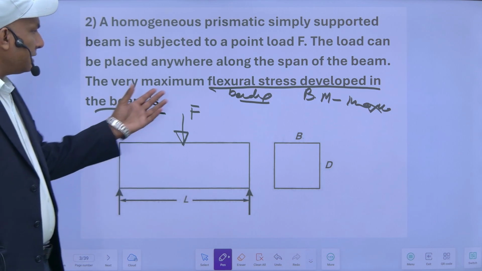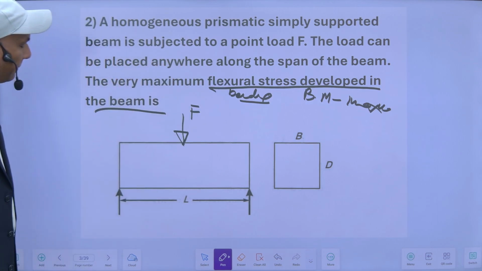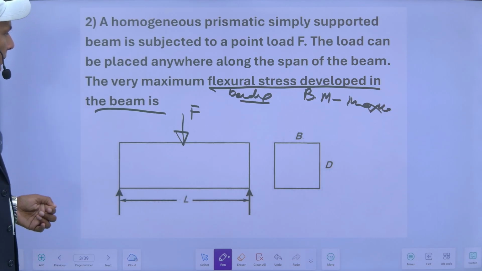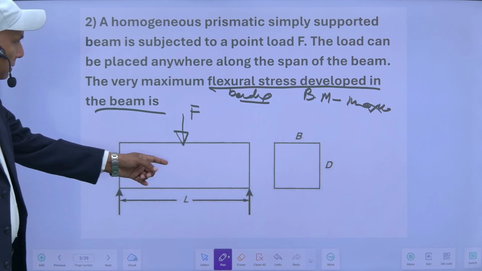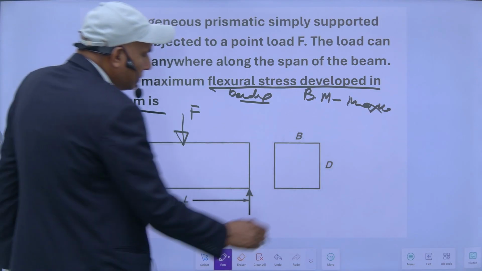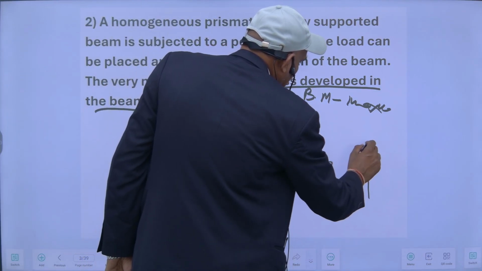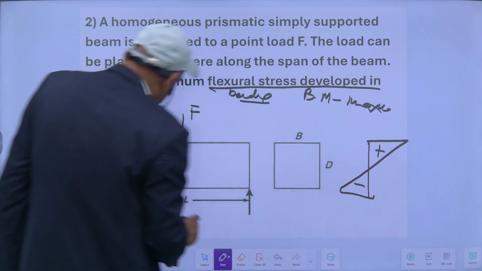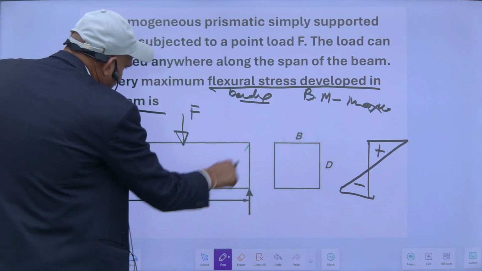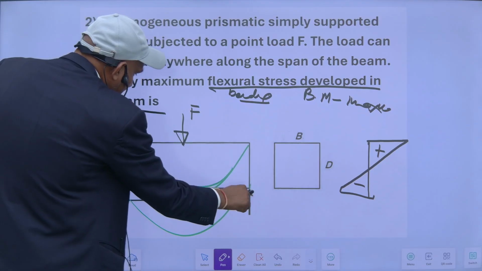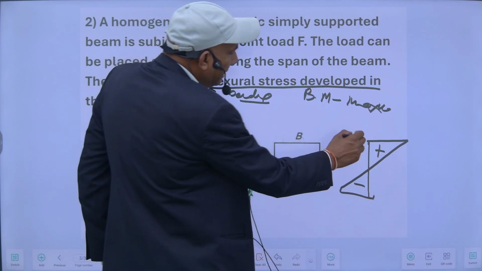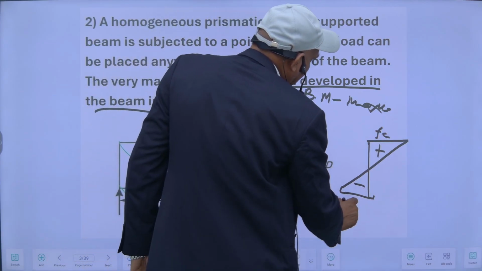So in this case, maximum flexure stress will be developed. So load position is at the center. So F is here. Now I have to find the bending stress. It will be compressive on the top and tensile on the bottom. So it will deflect like this. Here it is compressive, and this extreme fiber is tensile, FC and FT.